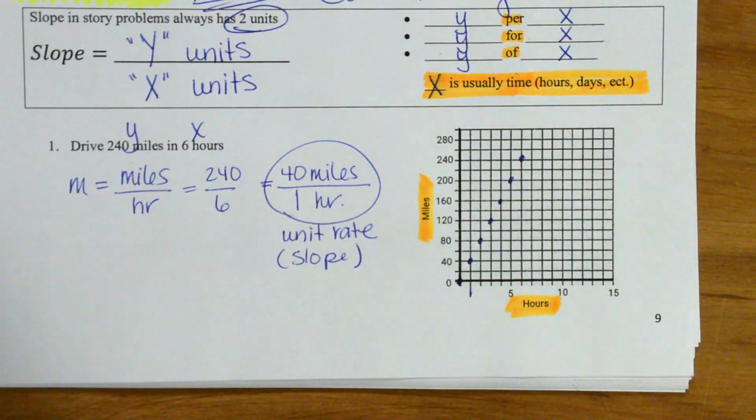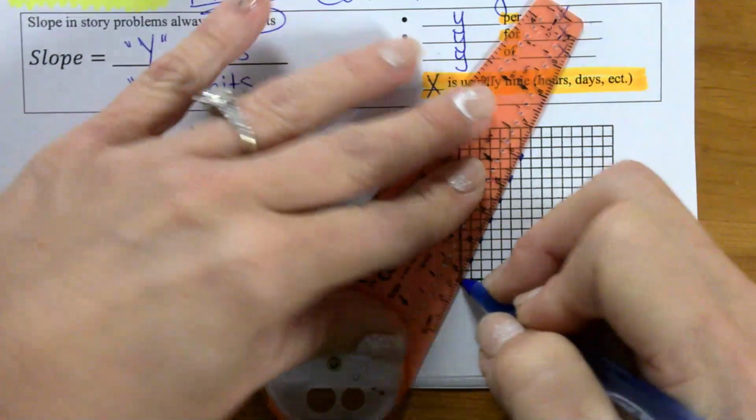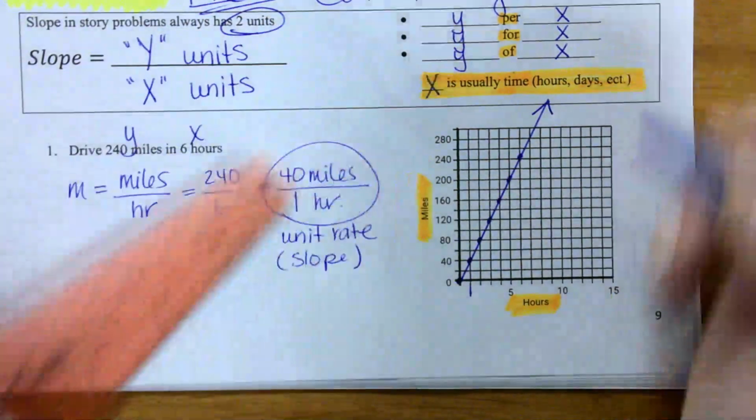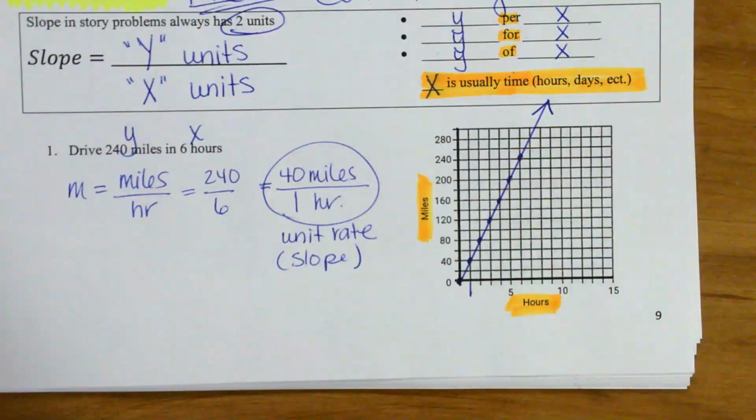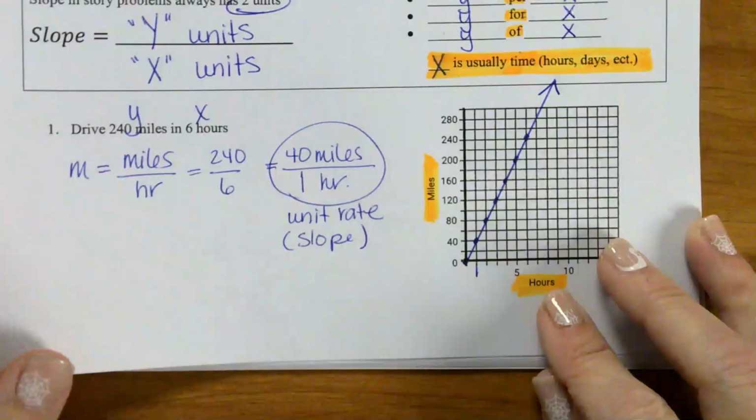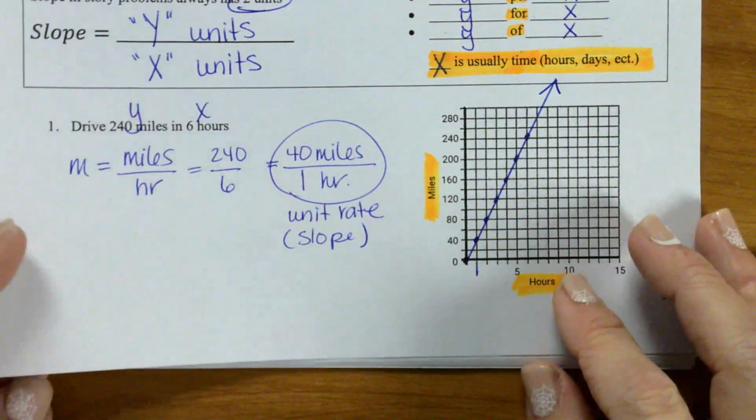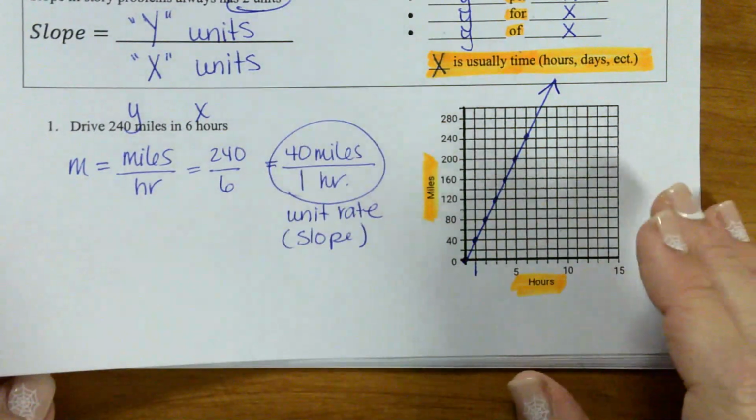Let me ask you this. Can you have part of an hour? Yeah. Can you have part of a mile? So because you can have parts, we're going to draw a line. You can have parts. Okay? This is your ultimate job, what I just did. Okay? Flip your page.